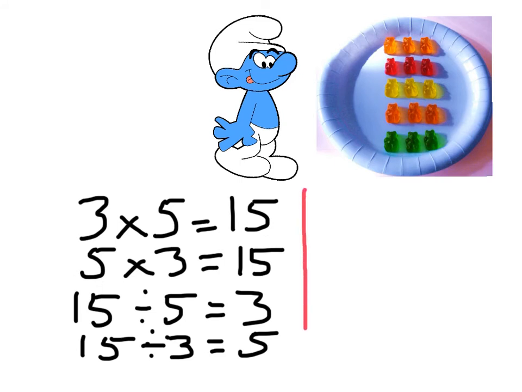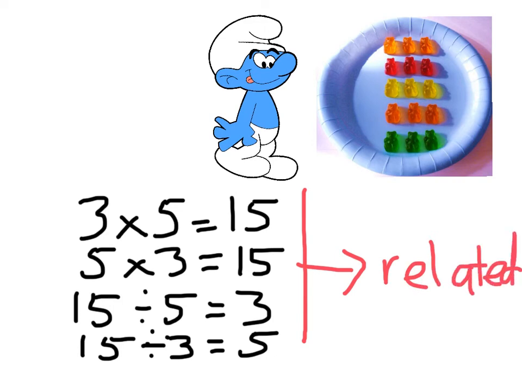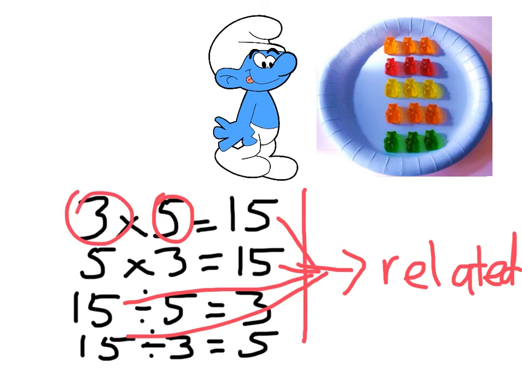All of these numbers here form a fact family because they're all related to each other. Why do you think that they're all related to each other? Well, they're all related because the number sentences represent the same total of 15, this total here. And they all have the same number of groups and the numbers in each group, which is either a 5 or a 3. That's how they are related.